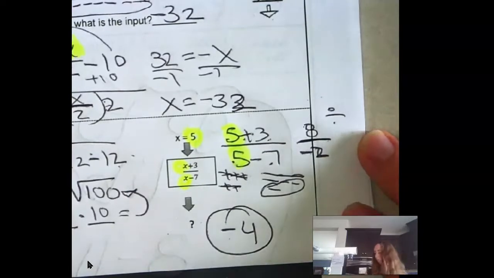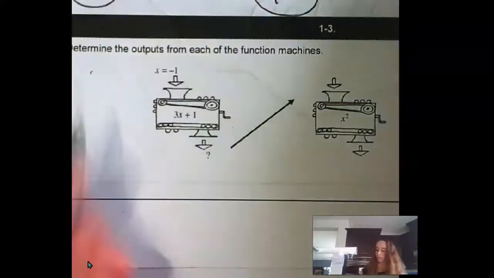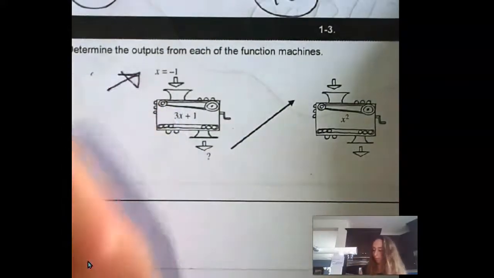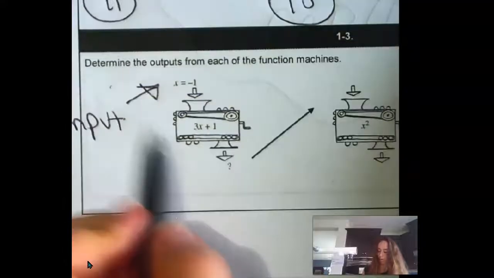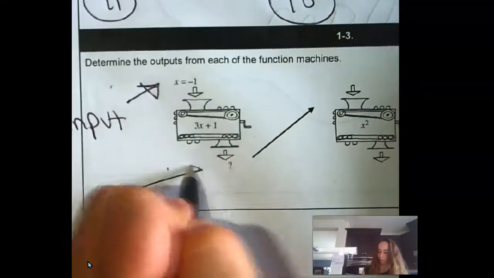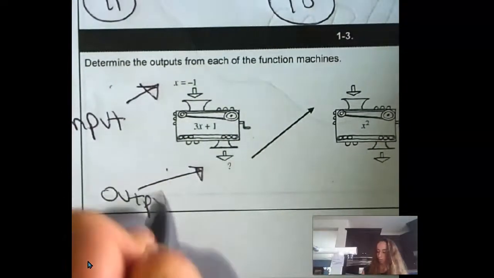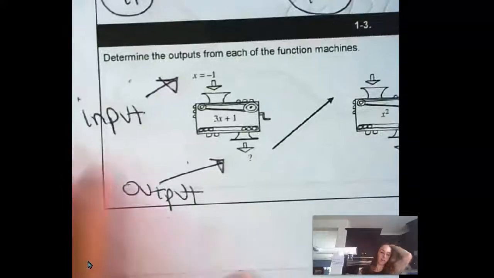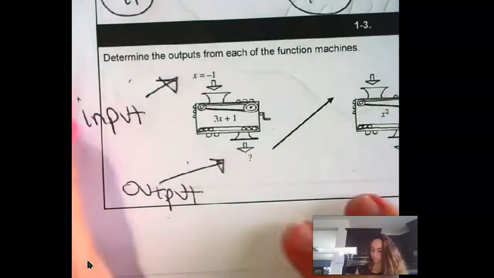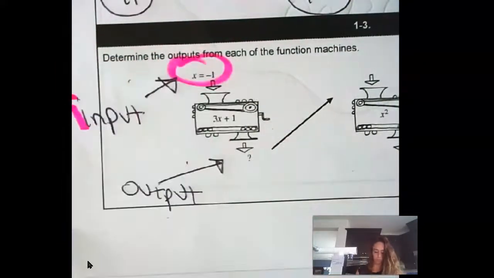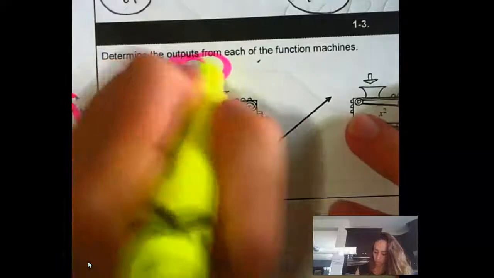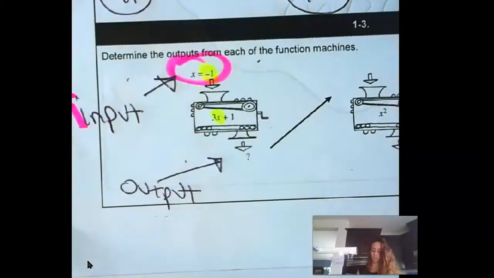Okay. This time, in this question, they have 2 machines. So this is my input, and then this is my output here. So we'll start there, okay? So this is my input. So I'm going to input negative 1 in there. So let's try doing that.